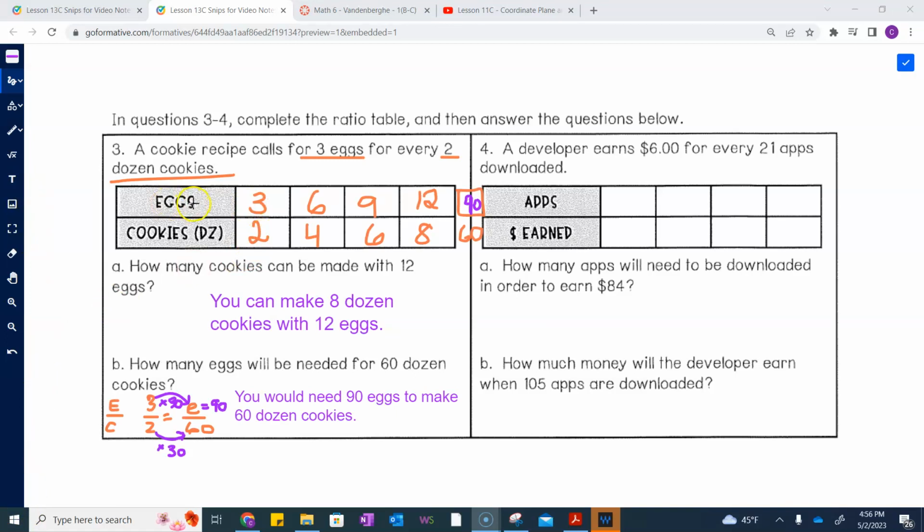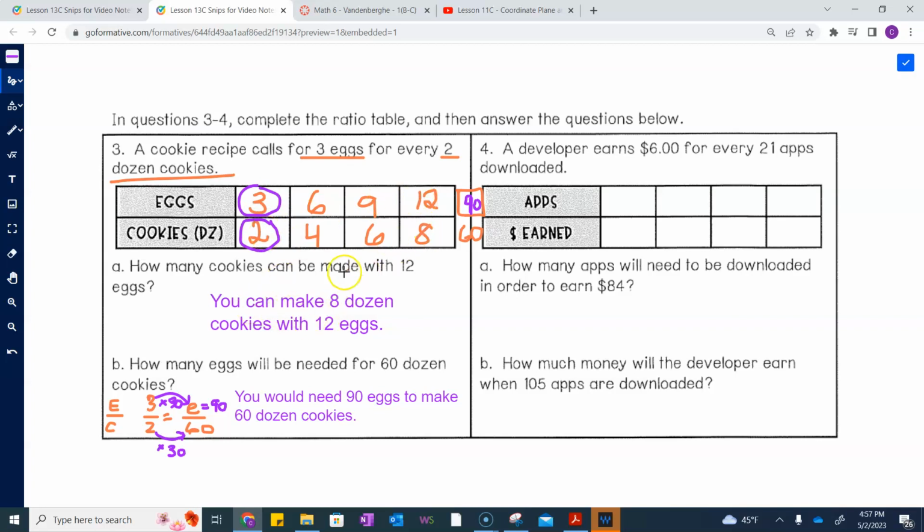Okay, so you should have started with 3 eggs here to 2 dozen cookies here. And then if you wanted to double the recipe, you would have to double the 3 and the 2: 6 to 4. If you wanted to triple that recipe, you would triple 3 and 2 and get 9 and 6. Quadruple it, multiply 3 and 2 both by 4 to get 12, 8.